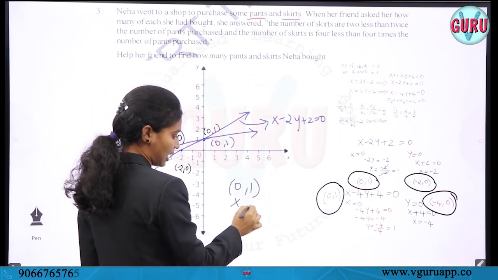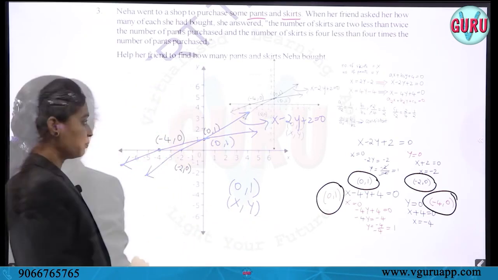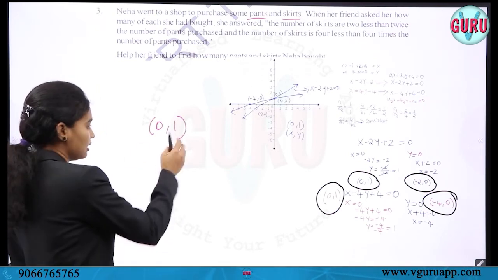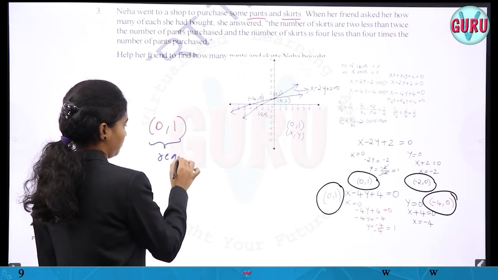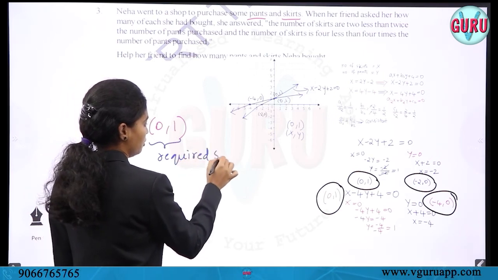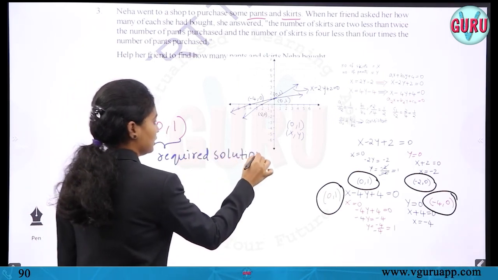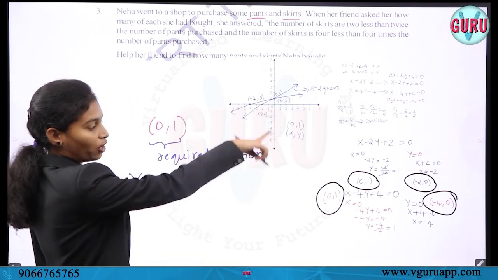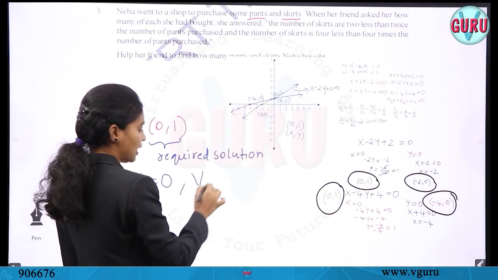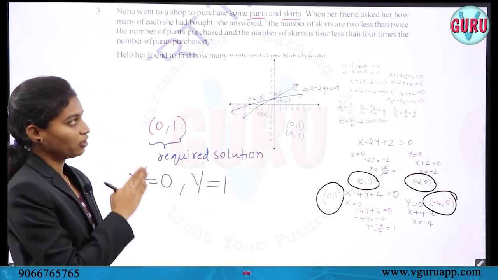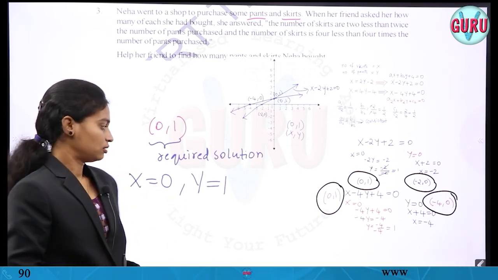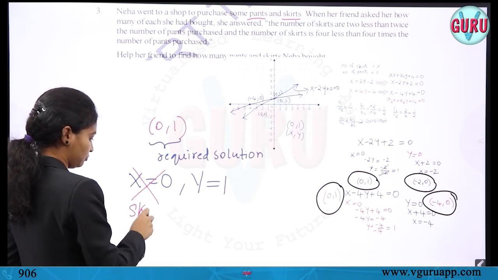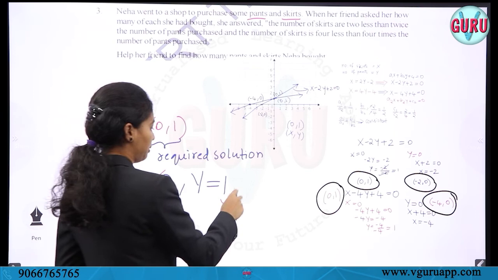So this is x and this is y. 0, 1 point is satisfying 2 equations. That means this is the required solution. Required solution where the value of x is 0. That means number of skirts that she bought is 0 and the value of y is 1 and the number of pants that she bought is 1. So she did not get skirts. Skirts konaledu. She only bought pants.